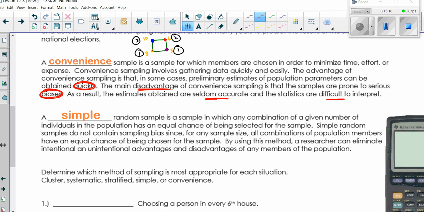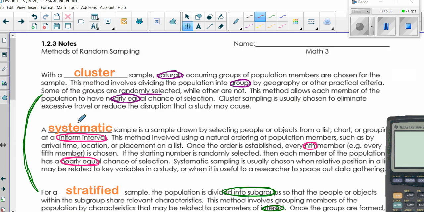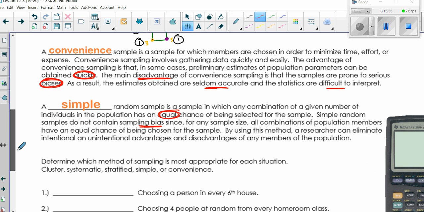A simple random sample is a sample in which any combination of a given number of individuals in the population has an equal chance of being selected for the sample. Simple random samples do not contain sampling bias, just like these three. These do not create sampling bias, whereas convenience does. For any sample size, all combinations of population members have an equal chance of being selected for the sample. By using this method, a researcher can eliminate intentional or unintentional, meaning biased or unbiased, advantages and disadvantages of any members of the population.